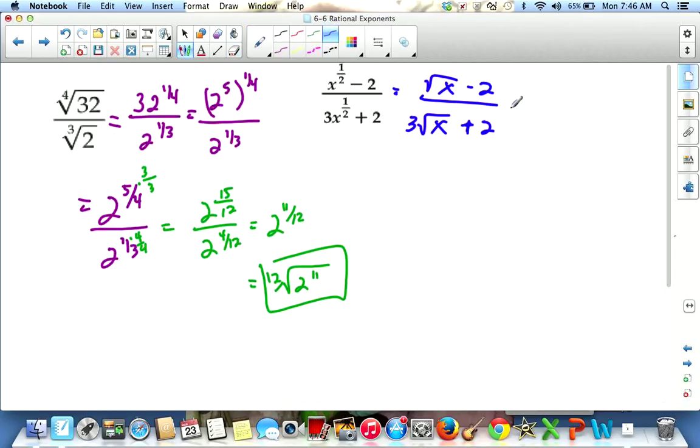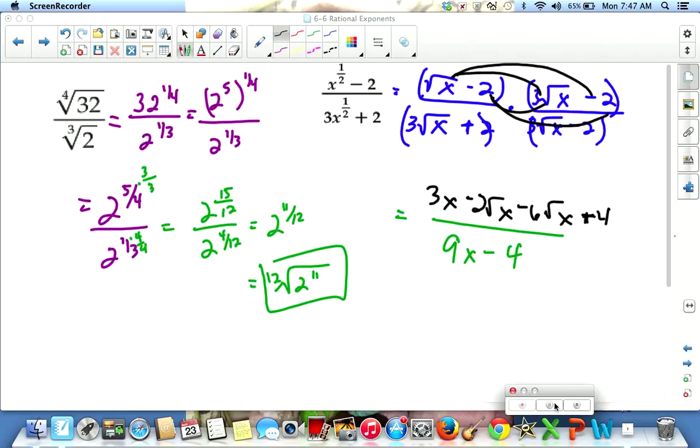So when we do that, I'm going to multiply by 3 square root of x minus 2, 3 square root of x minus 2 on top. And we're going to go ahead and FOIL. So why don't you guys go ahead and pause the video and do this now. Okay, so this is what I got so far. On the denominator, the middle term cancels out, so you get 9x minus 4.